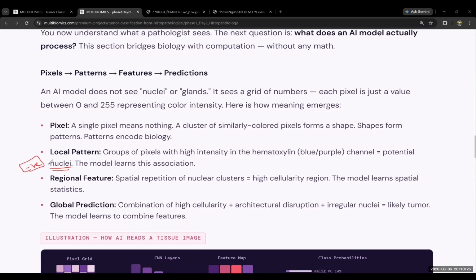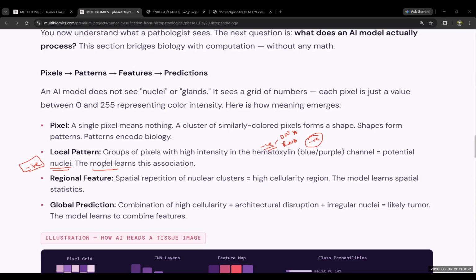Please note it down, this is also very important. Hematoxylin will stain mostly negatively charged molecules. So DNA and RNA are negatively charged. There are some other negatively charged proteins also. So those stains will tend to bind. That's why the nucleus appears purple or blue.